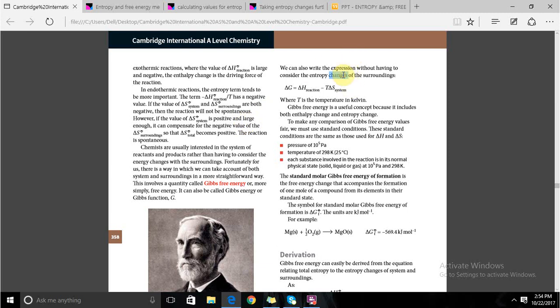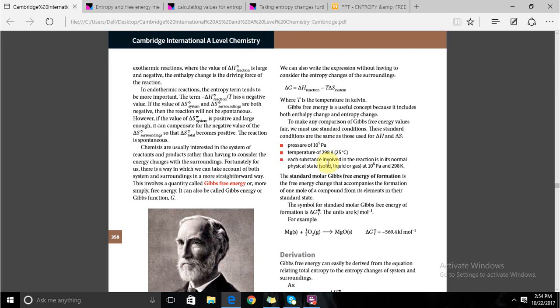And we can write the previous expression, that is of total entropy change, without the entropy of the surroundings portion. That is basically this one. And the temperature is as before in Kelvin. And this is a useful concept because it includes both entropy and enthalpy changes. Again, we must use standard conditions, and these are as before.